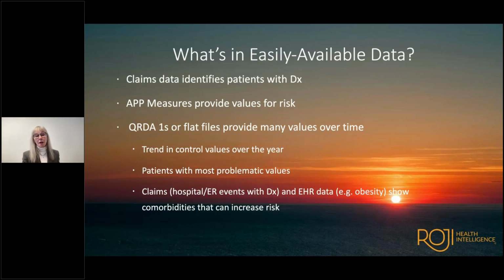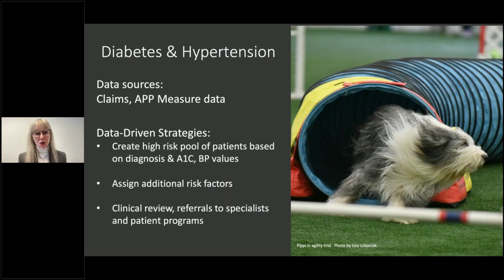So I'm going to take a couple of these and just go through what a process would be to establish an initiative based on that. So here's diabetes and hypertension. You've got your 2 claim sources, claims and APP measure data. Let's say you're just using the measures that are available out of those 3 measures, and you're not collecting any other clinical data. So your data-driven strategies would allow you to create a high-risk pool of patients based on diagnosis and A1C and blood pressure values.